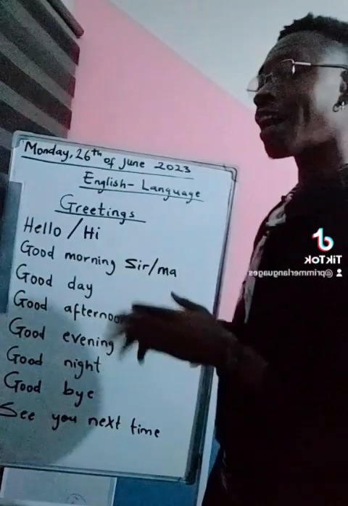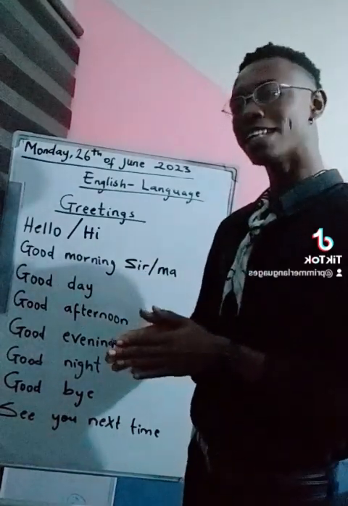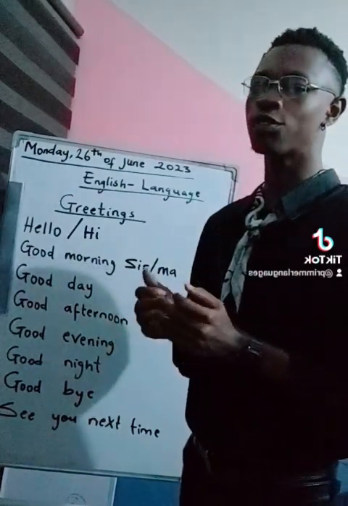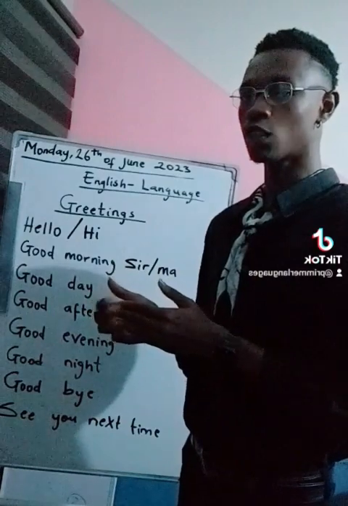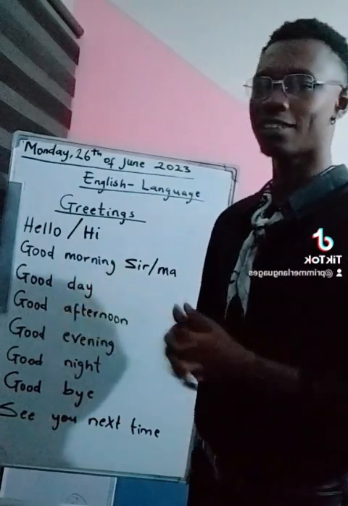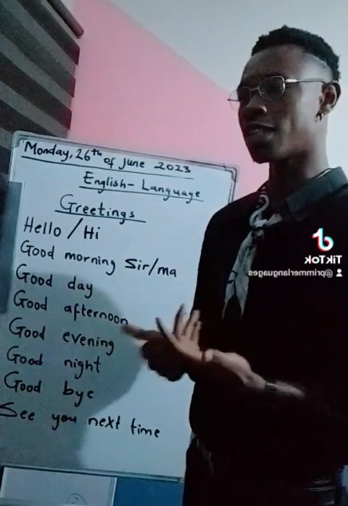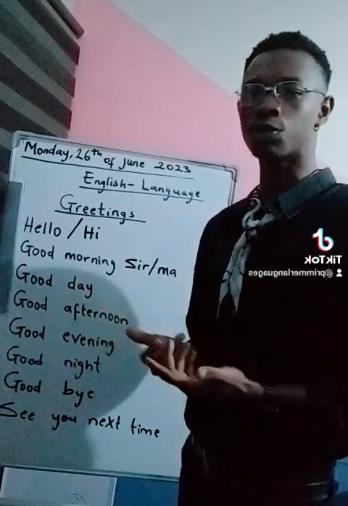And the next one here is hi. Now, hi is appropriate to be used for friends or someone you're cordial with. Hi, very informal and shows that you have a good relationship with the person.